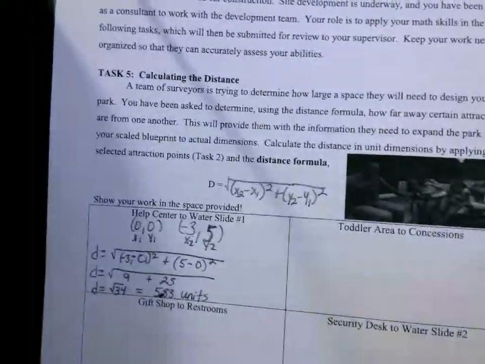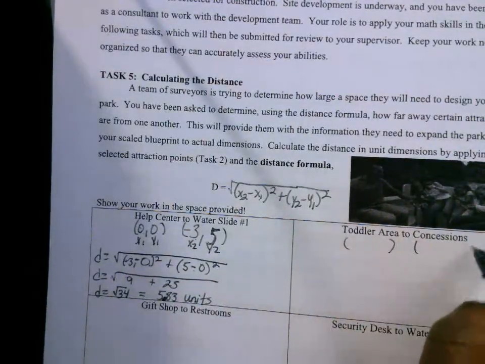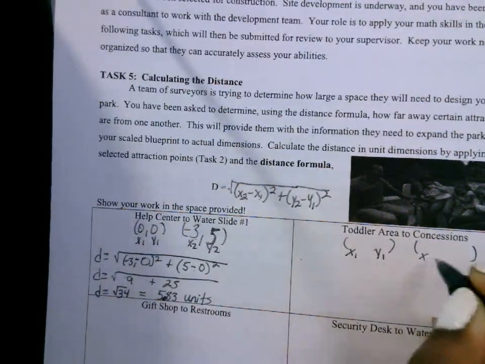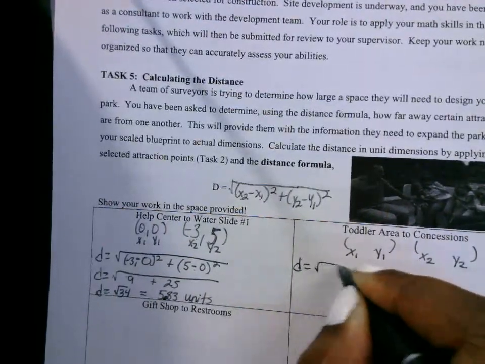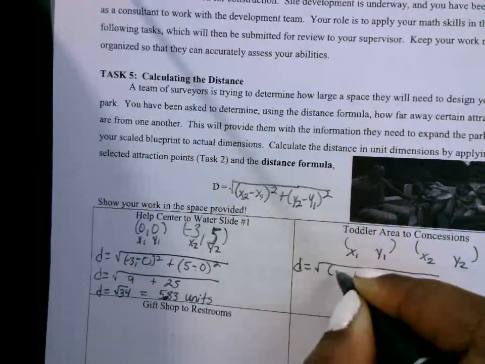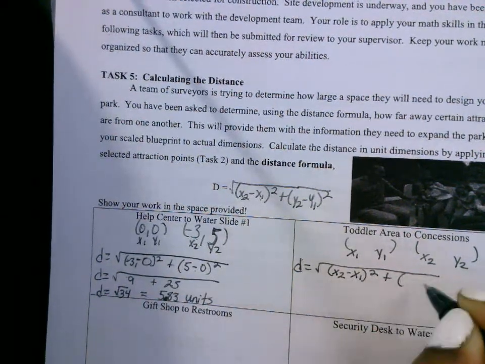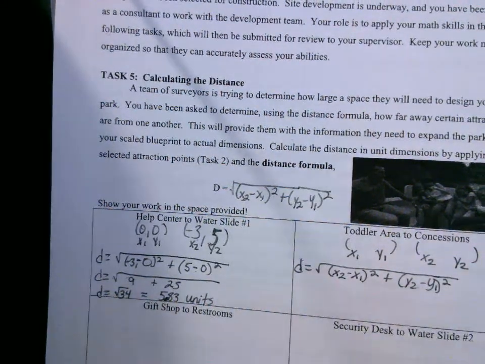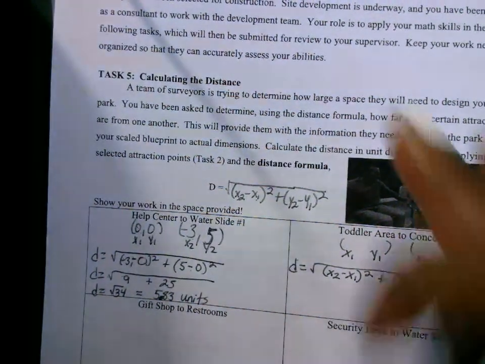So you're going to do that for each of these. You're going to write the formula. Don't forget to write the ordered pairs for both. Then label x1, y1, because that's the first point, and x2, y2 is the second point. Then calculate the distance by first writing the formula: x2 minus x1 squared, plus y2 minus y1 squared. Then find the square root at the end like we did here. That is how you do task 5 and find the distance.